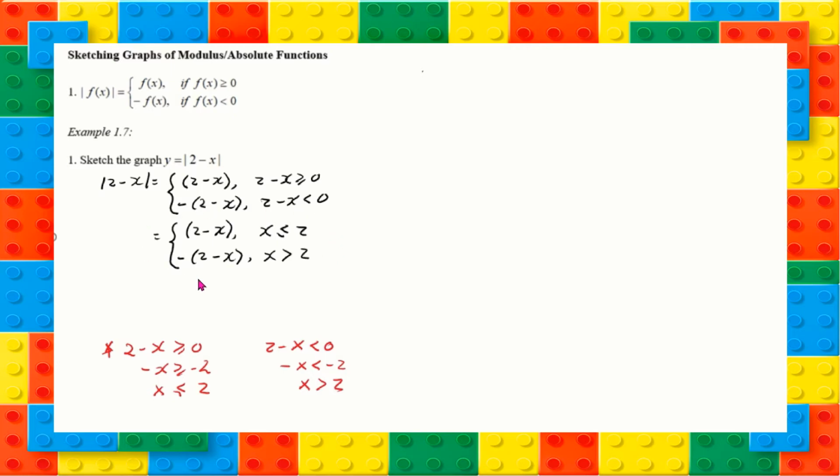Now, in order to sketch the graph of the modulus function, first we ignore the modulus where we start the graph from y equals 2 minus x. So this is a linear graph where we need 2 points. When x is equal to 0, y is equal to 2. When y is 0, x is 2. Now we join these 2 points with a straight line. So this is the graph for y equals 2 minus x.